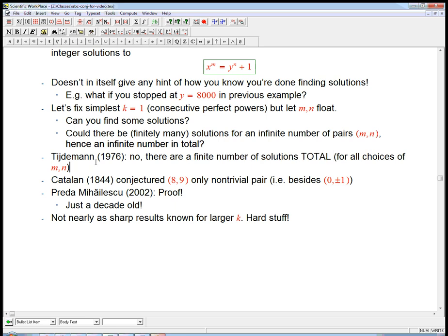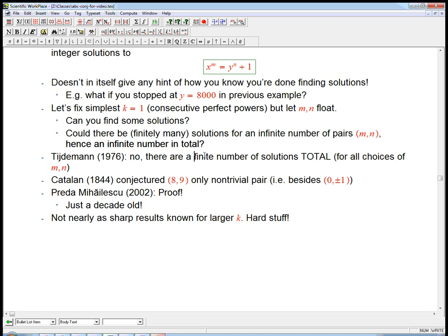That was a big deal, because it's way beyond the Siegel result, although again it's only for this very special case where you shift the power sequences by 1 and you're looking at consecutive perfect powers. So there's a finite number of consecutive perfect powers, period, even though the powers could be as big as you could possibly imagine.